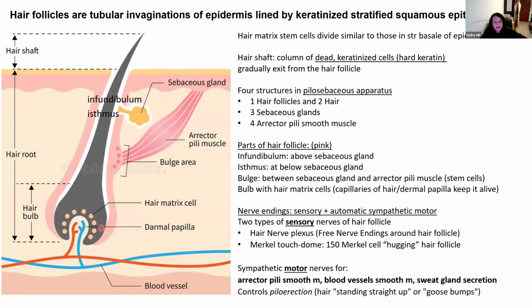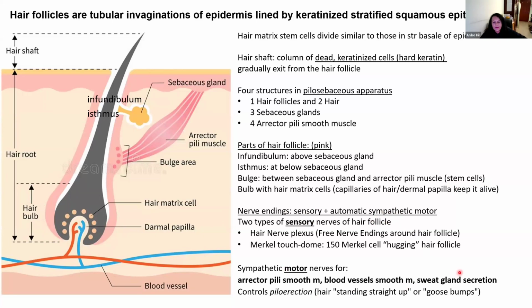And we already covered the hair bulb area here. It looks like an onion. Some people call it the hair onion, and it's where the matrix cells are sitting, and the capillary is bringing in the supply.